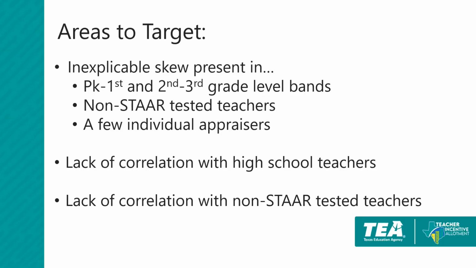After completing the check for Skew, as well as their checks for lack of correlation, 3 big areas to target emerged. The first was inexplicable skew in a few areas, in pre-K through first and second through third grade level bands, among non-STAR tested teachers, and among a few individual appraisers. They also found a lack of correlation with their high school teachers and a lack of correlation with non-STAR tested teachers.